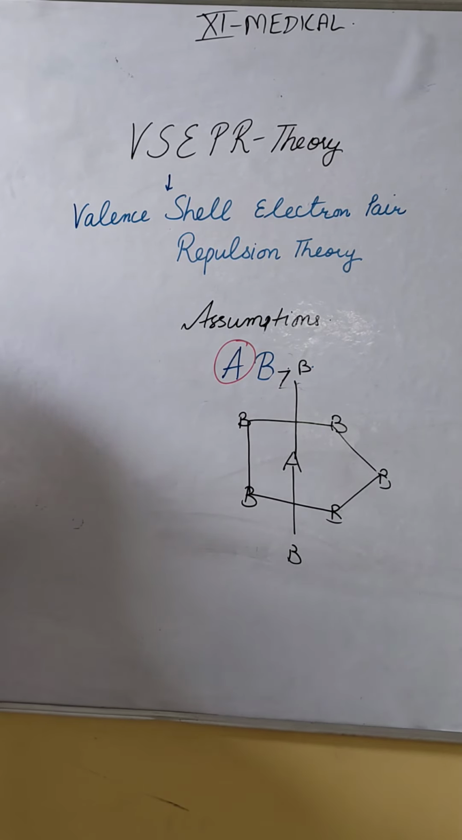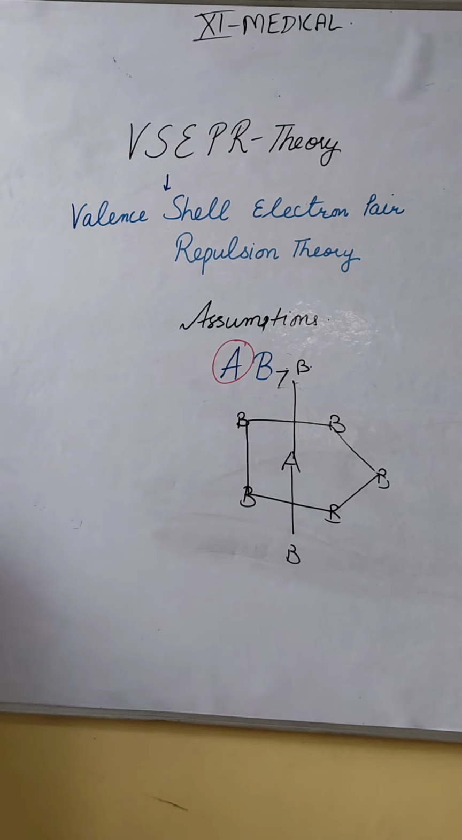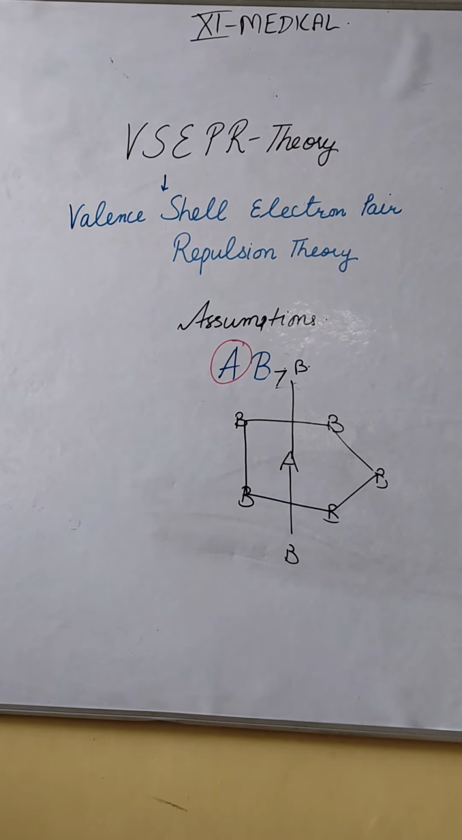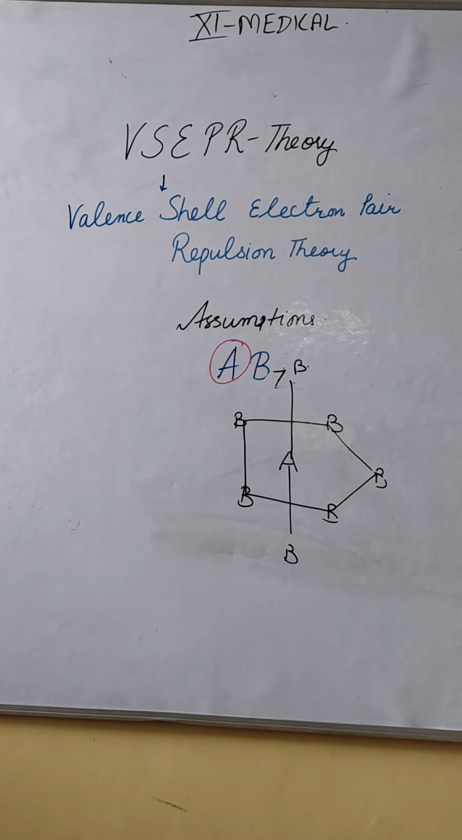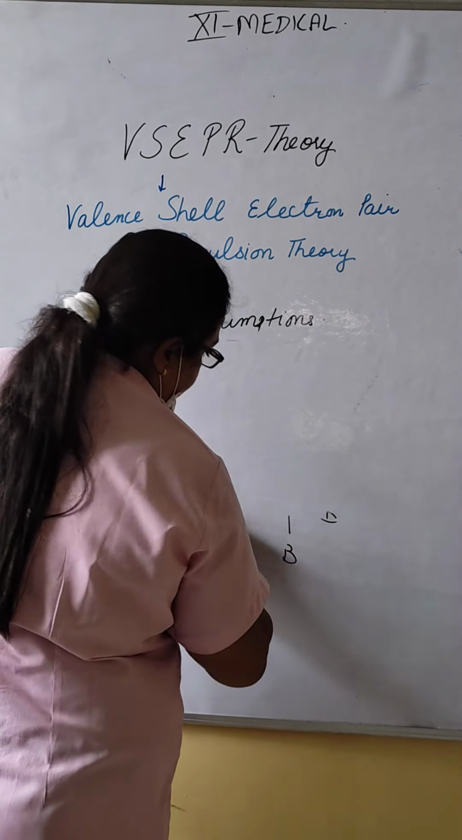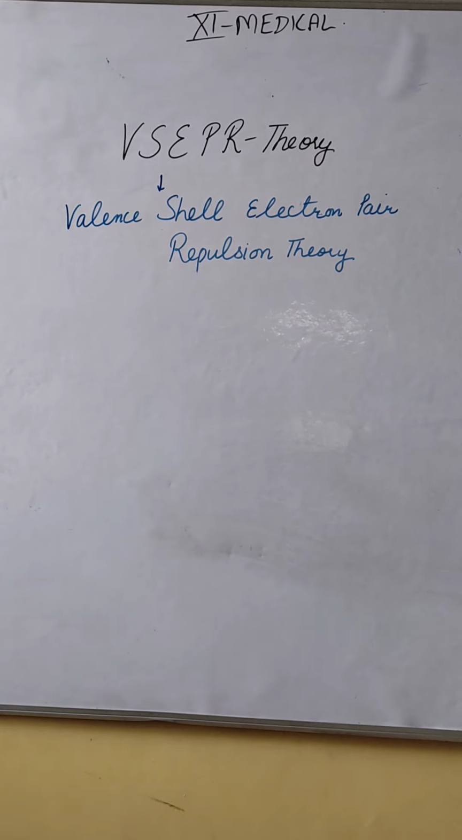What is the geometry of the molecule in AB4? Tetrahedral. AB7, pentagonal bipyramid. AB6, octahedron. AB5, trigonal bipyramid.